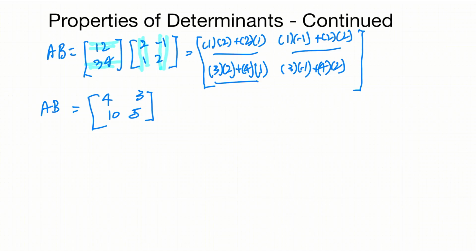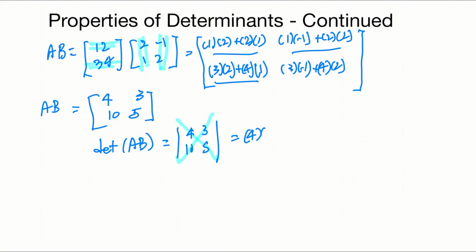So now let's take the determinant of that. So the determinant of AB is going to be equal to 4, 10, 3, 5, and we know that that's just a cross multiplication. So we take that minus that, and that's going to be equal to 4 times 5 minus 3 times 10. Okay, so that's 20 minus 30. That's minus 10. So that's what we have so far.